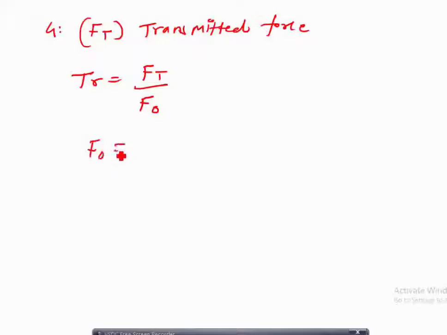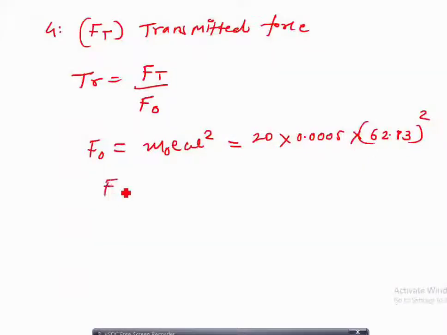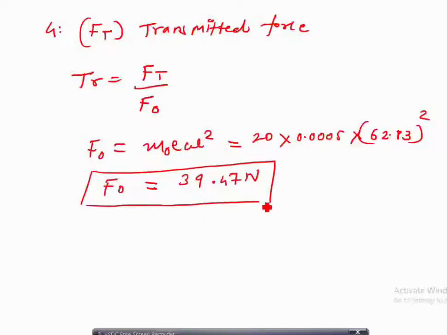So what is F0? F0 is nothing but the static or imposed force. So for a rotating unbalance, what is F0? It is m0 into omega square. So 20 into 0.005 into 62.83 bracket square. From this I am getting F0 as 39.47 Newton, right? Okay, this is what I am getting.